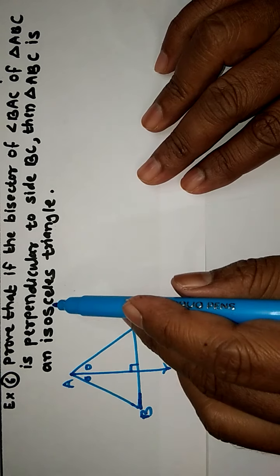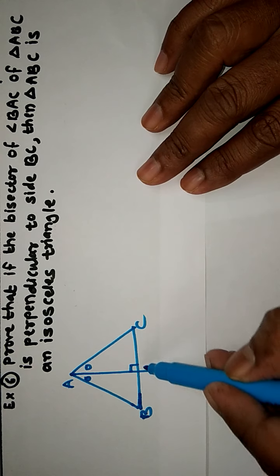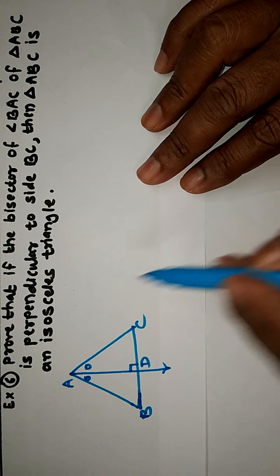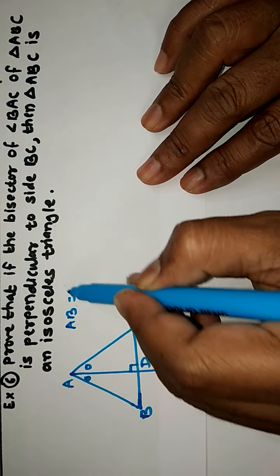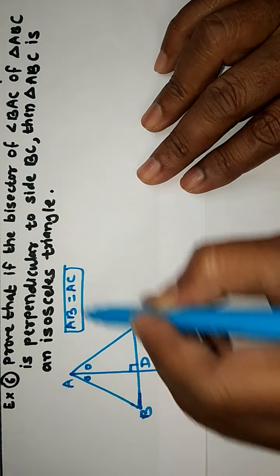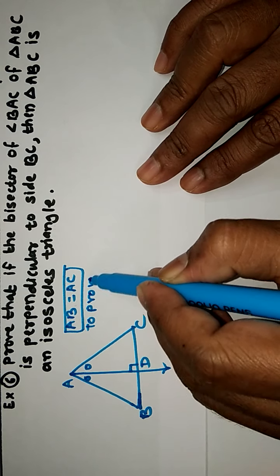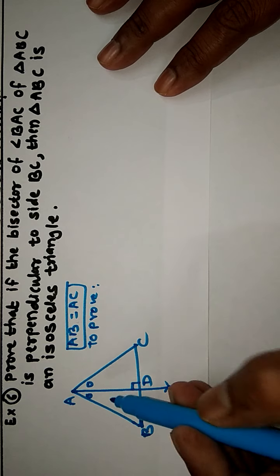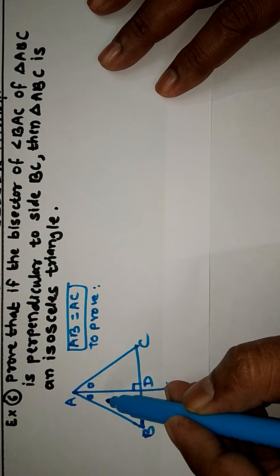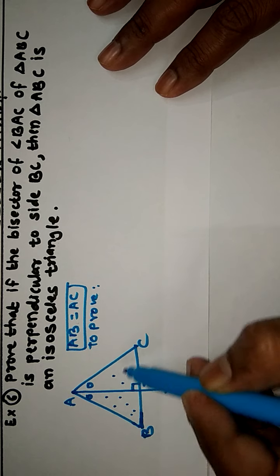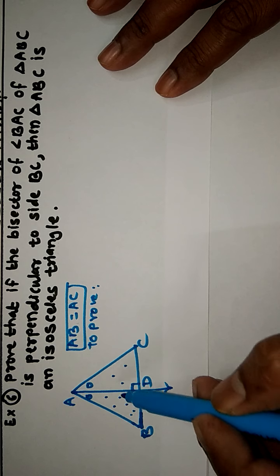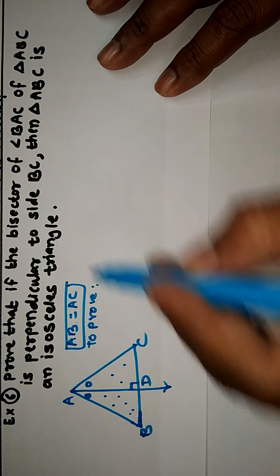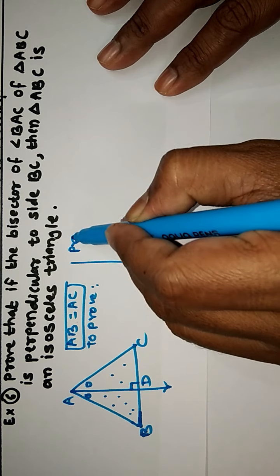To prove an isosceles triangle means its two sides are congruent. Our aim is to prove that AB is congruent to AC. How can we prove this? If we prove that these two triangles are congruent, then we can say that AB is congruent to AC.